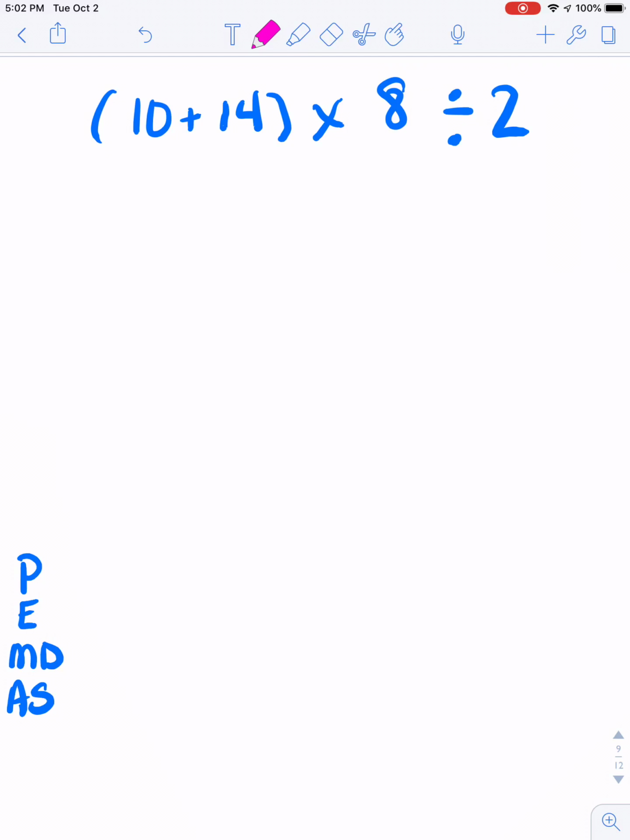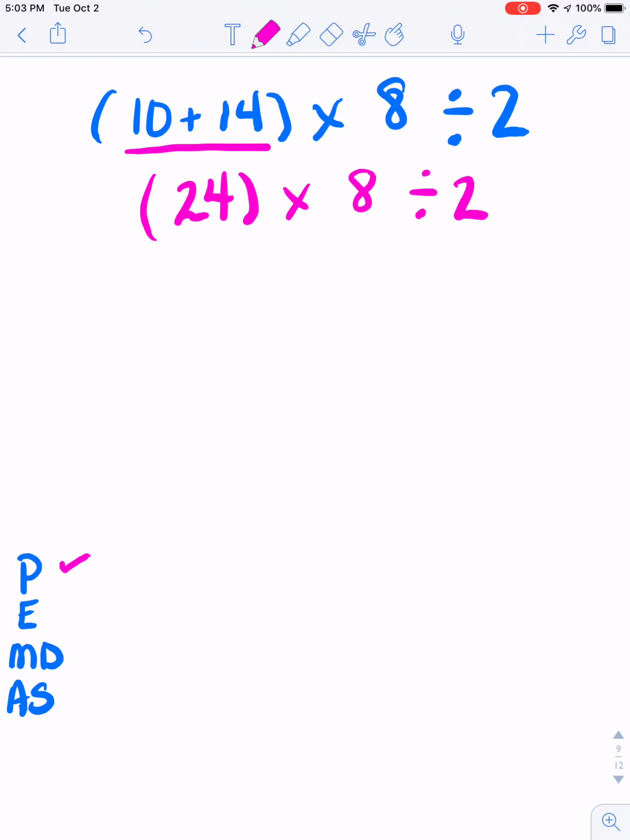So if I went through this problem, parentheses are first, which means this is going to be my first problem. So if I do 10 plus 14, that's going to be 24. And then I'm going to bring the rest of this down. Okay, so that means that in this problem, my parentheses are done. There are no exponents. So now my next piece has to be multiply or divide, whichever one I come across first. So here's my multiply.